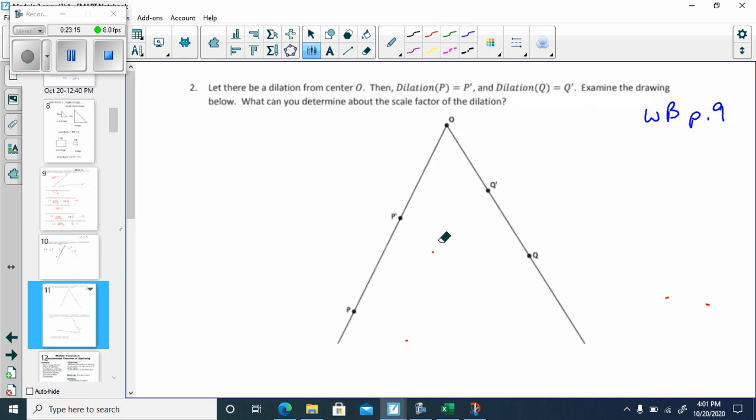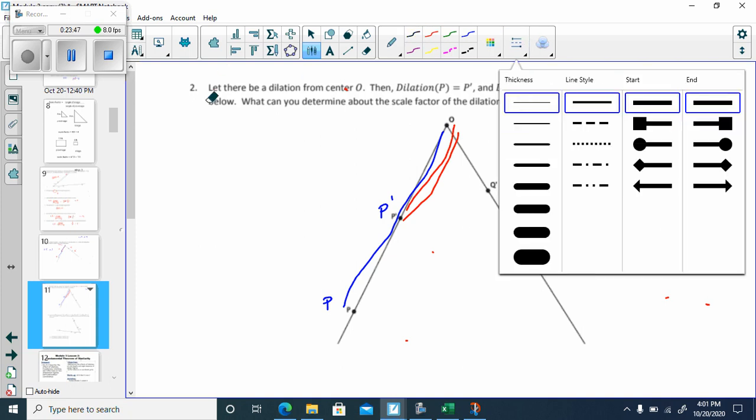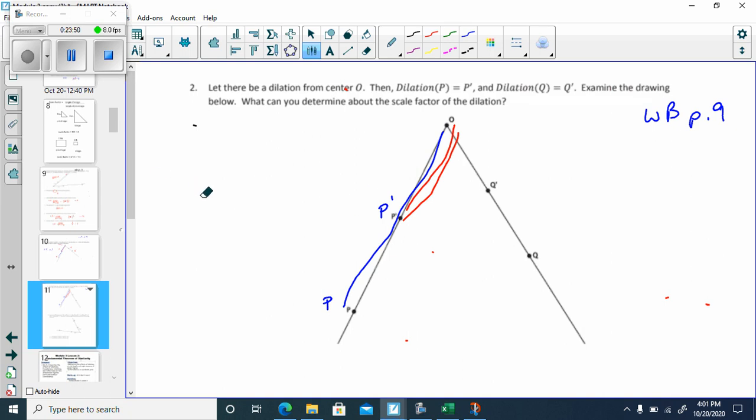On this one, there's a dilation from O. You're starting here. You got OP. This goes to OP prime. All right? I'm now making it shorter, right? I start with OP. After I dilate it, it's going to be shorter. If you dilate something and you make it shorter, am I multiplying it by a number that's greater than 1, or multiplying it by a fraction? You're multiplying it by a fraction. So your scale factor is a fraction.